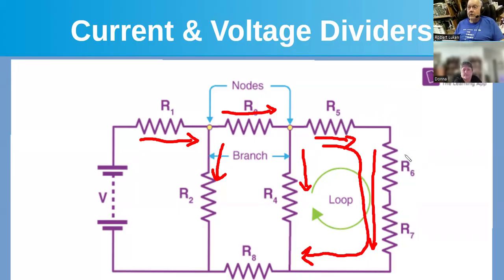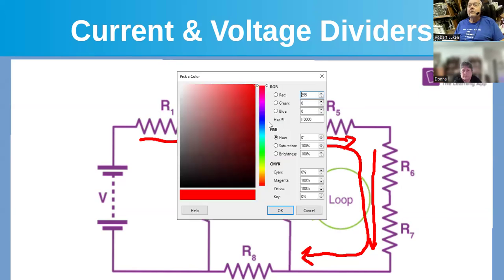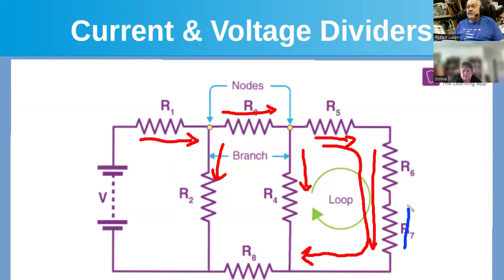So the voltage I'm going to see across these is going to be in the opposite direction. So the voltage for each one is going to be the current times whatever that resistance is. So if this is I, then I times R5, or I times R6, or I times R7.